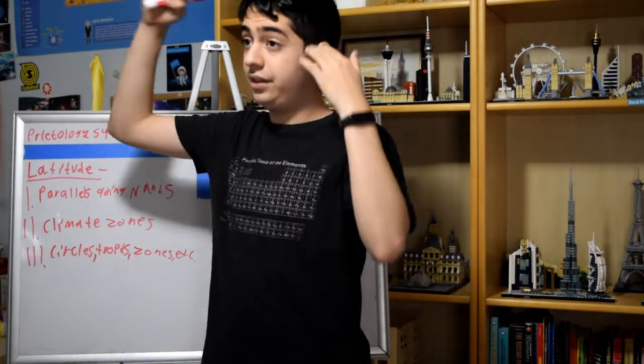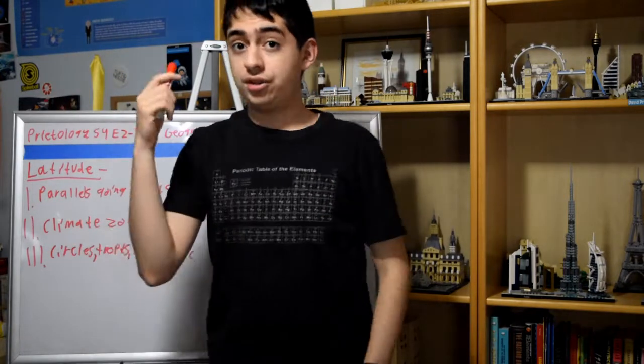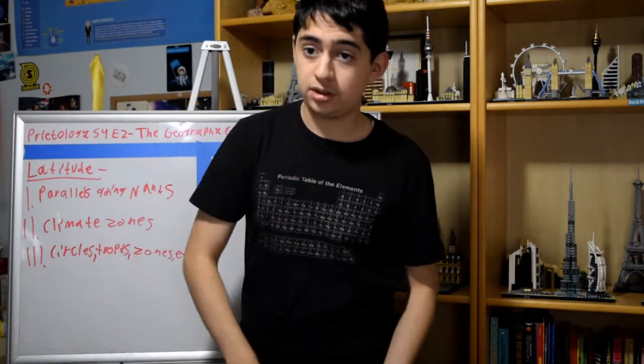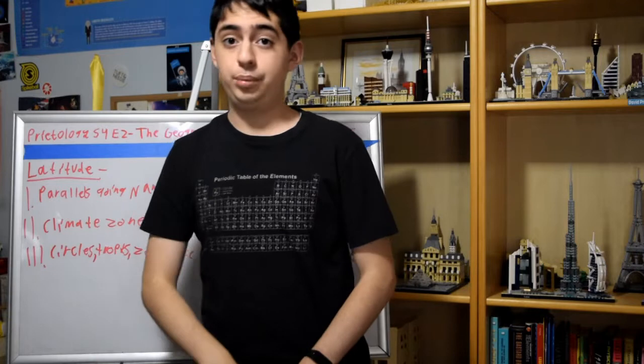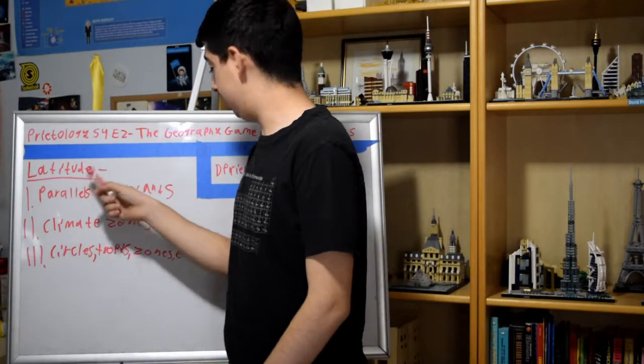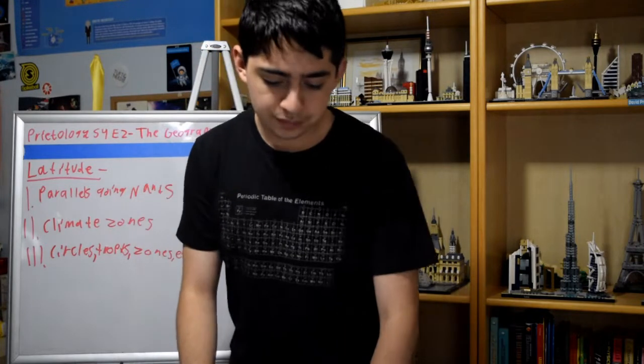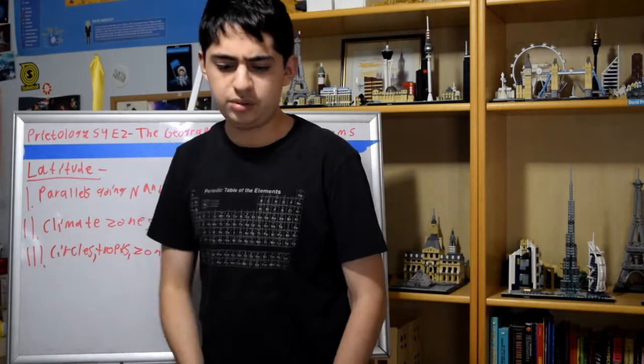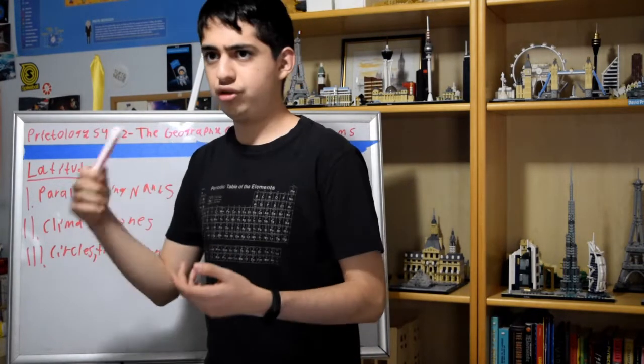And then the top lines are the circles. That's why you've heard of the Arctic Circle or the Antarctic Circle, because those are the ends of the latitude lines. We'll talk more about latitude and longitude this episode. And then there are temperate zones between the equator and the tropics.